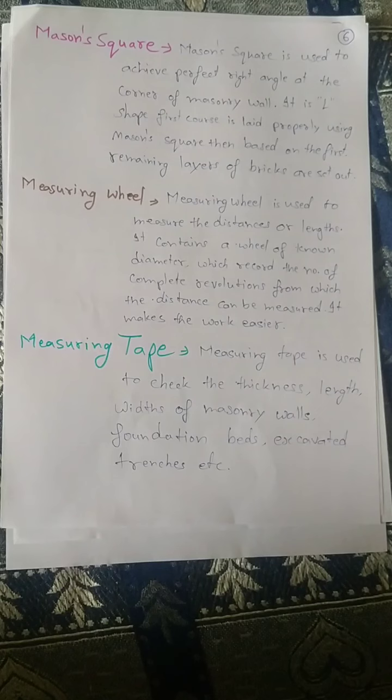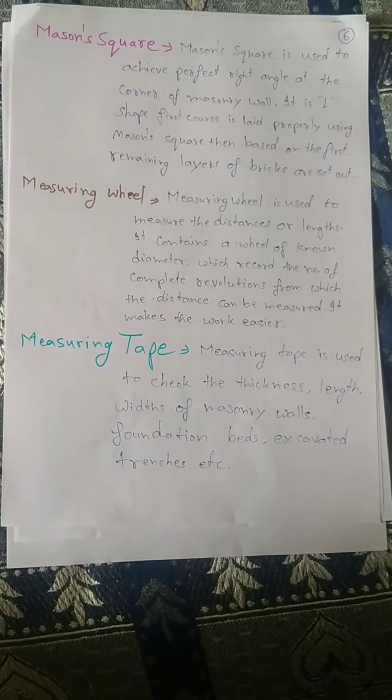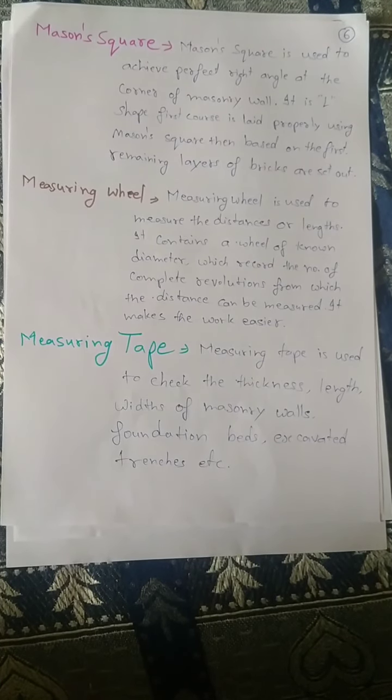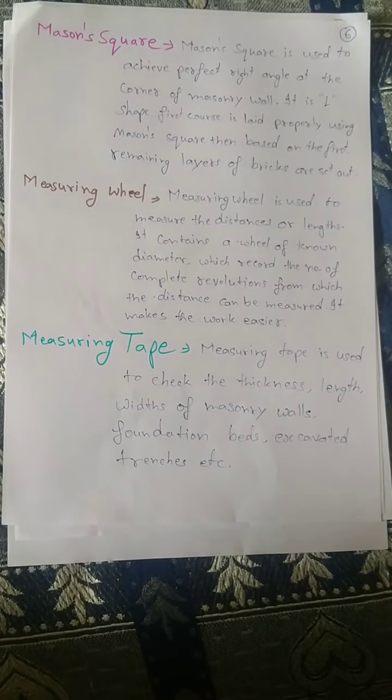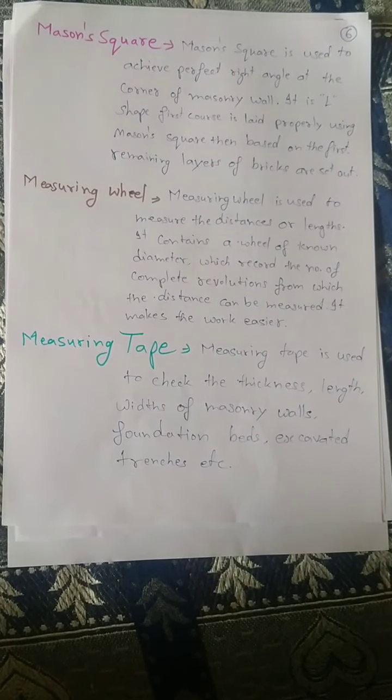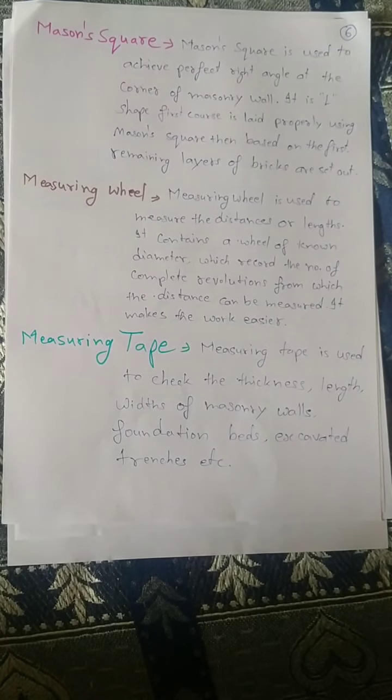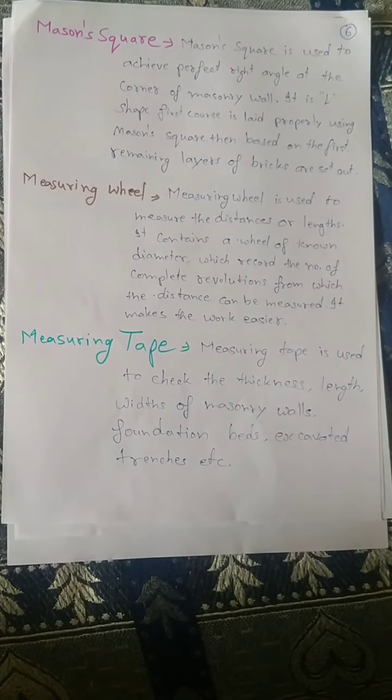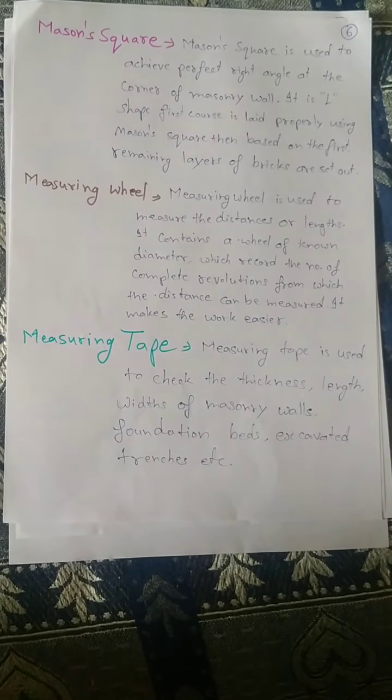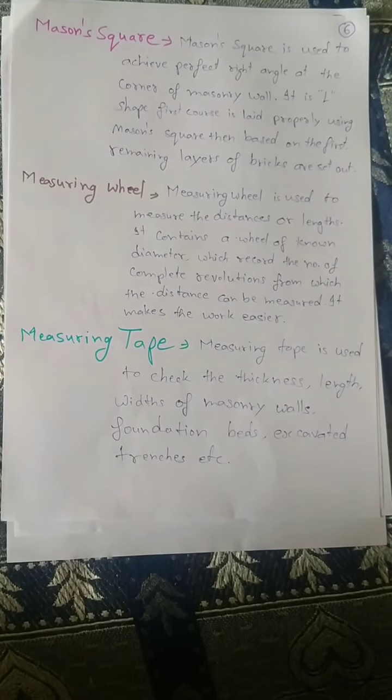Measuring wheel. Measuring wheel is used to measure the distance or length. It contains a wheel of known diameter which records the number of complete revolutions from which the distance can be measured. It makes the work easier.